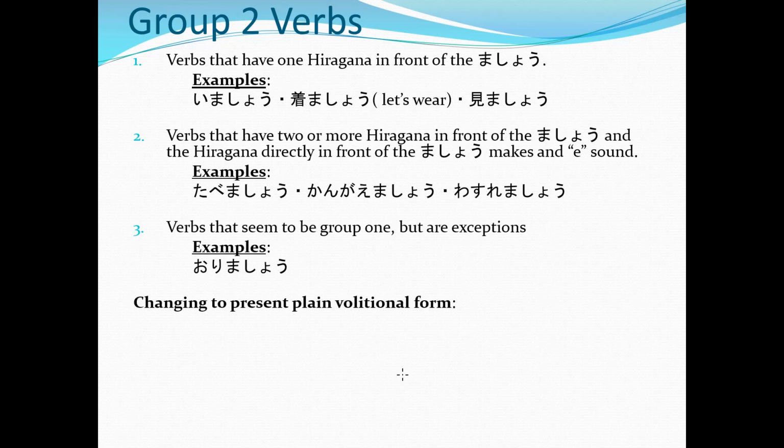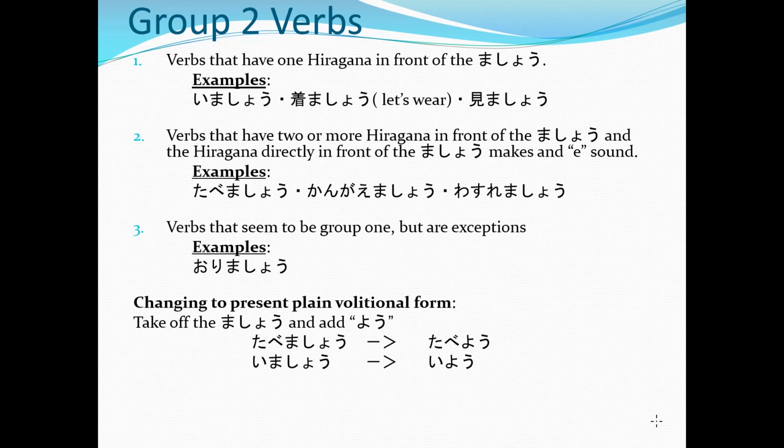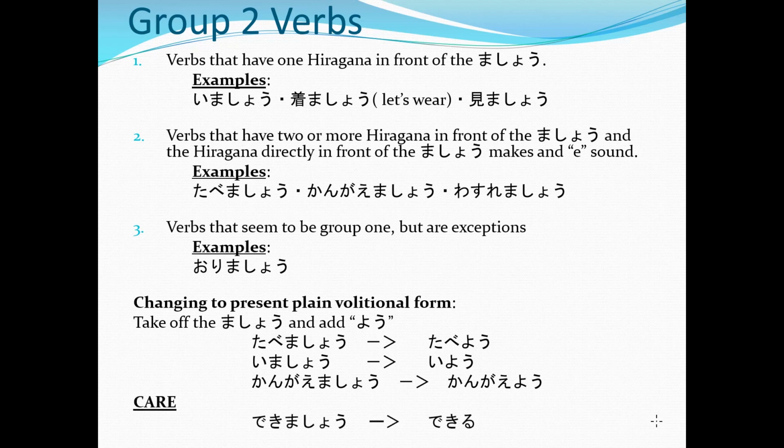Changing them into present plain volitional form, you need to take off the masho and add yo. That's it. Tabemasho becomes tabeyo. Imasho becomes iyo. Kangaemasho becomes kangaeyo. But be careful, dekimasho does not have a volitional form. So it doesn't exist in volitional form, just be careful.